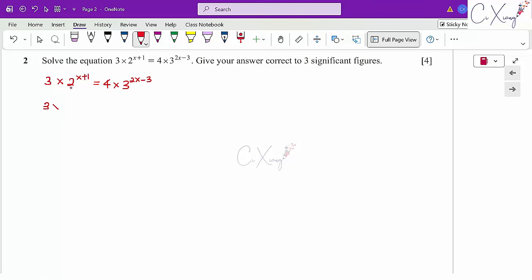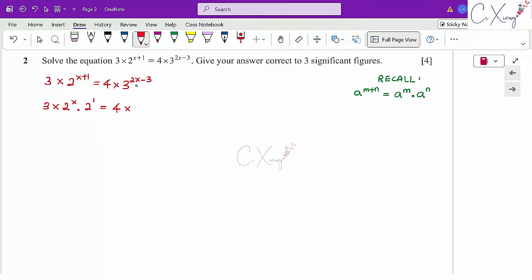For 2 power x plus 1, we are going to use the property that we learned earlier. If we are having a power m plus n, then you can separate it to become a power m multiplied with a power n. This is exactly what we want to apply for 2 power x plus 1. If I want to separate that, it will become 2 power x multiplied with 2 power 1. Then I'm having 4, just copy the 4.